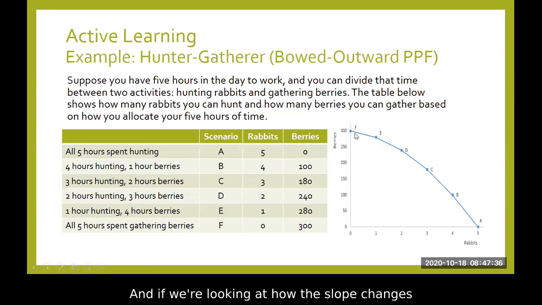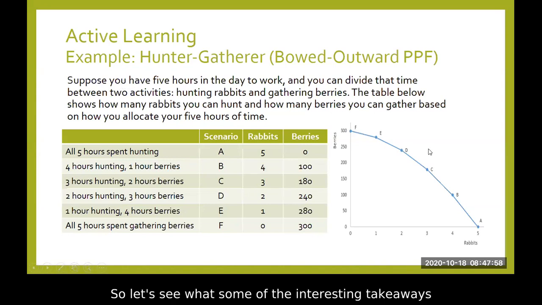And if we're looking at how the slope changes as we move across the x-axis, we can see that over here, the slope tends to be relatively flat. And then as we're moving along to the right, the slope is getting steeper and steeper. So this is the increasing opportunity costs.